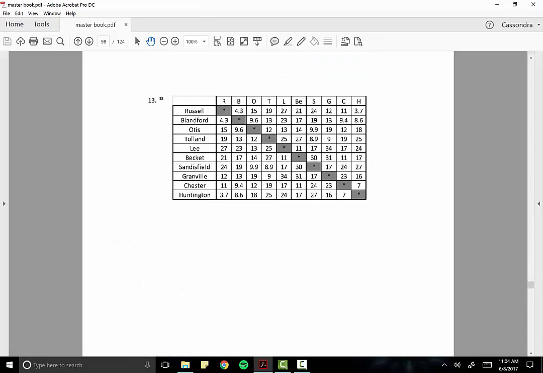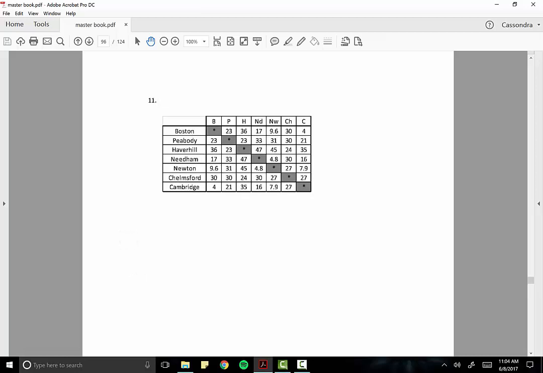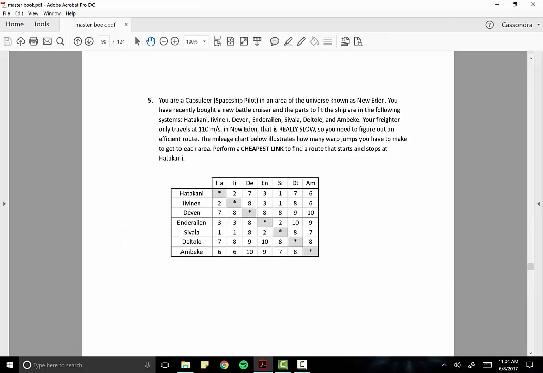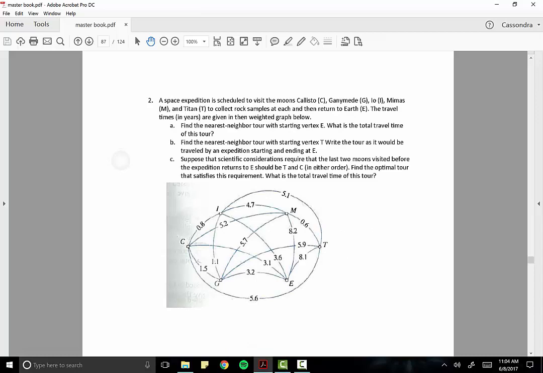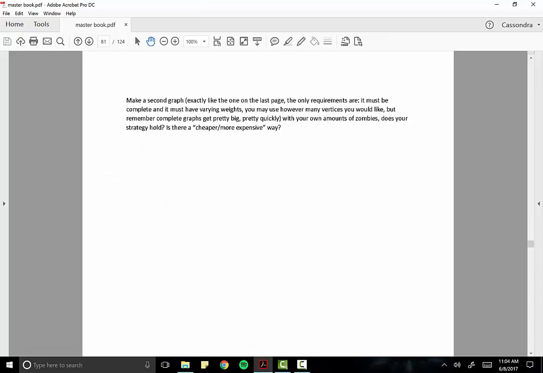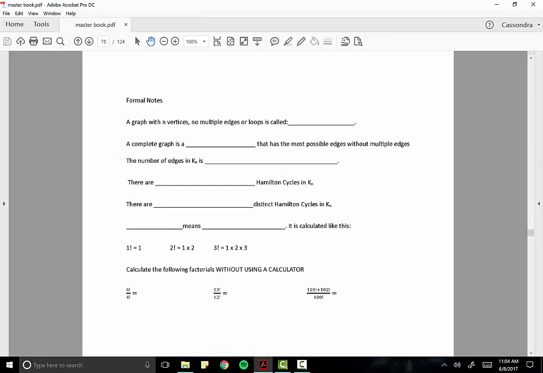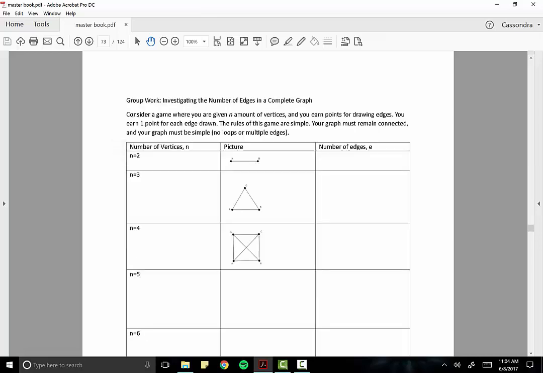Yes. So you have 3 sections in chapter 2. And this is the formal notes for section 1. So I'm just scrolling back up to where we need to be.